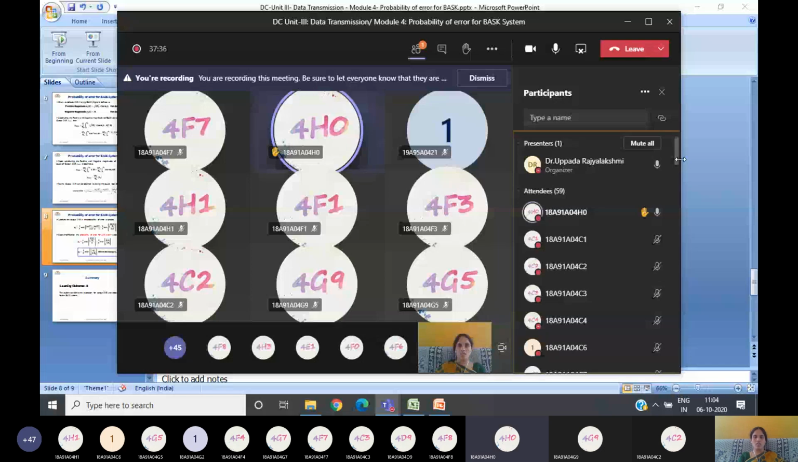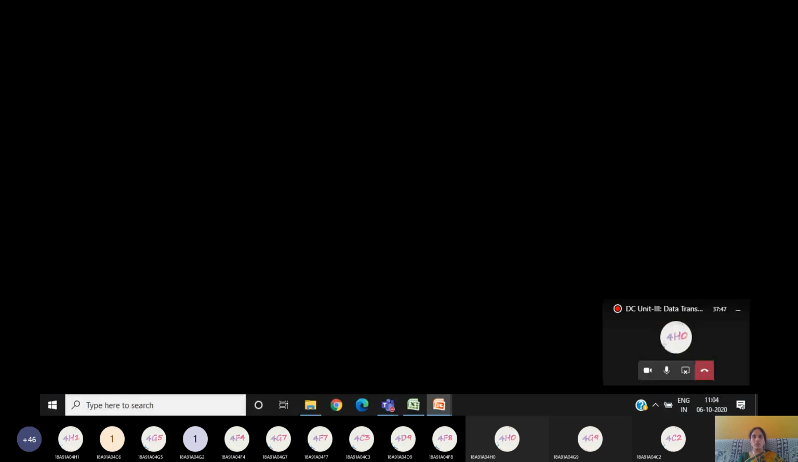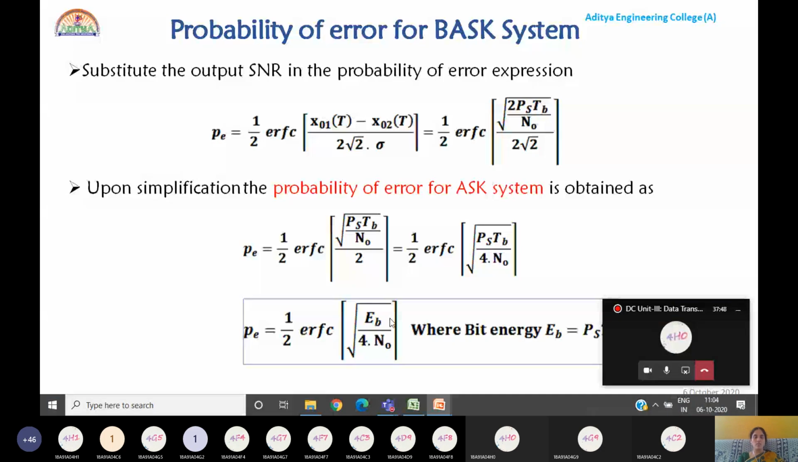Yes, ma'am. Half ERFC of root EB by N naught, ma'am. Okay, now you got the probability of error expression for binary ASK system as half ERFC of root EB by 4 N naught. So what you can conclude by comparing these two expressions? Binary ASK అనేది 4 times decrease అవుతుంది, ma'am.